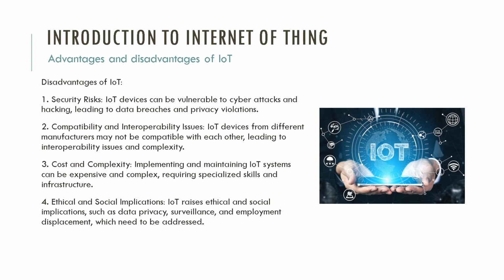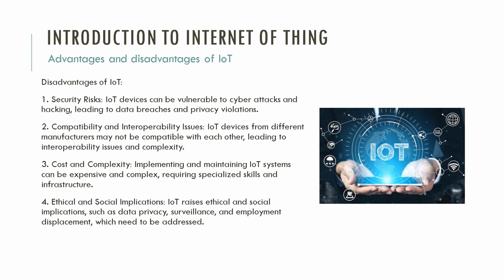Disadvantages of IoT. 1. Security risks. IoT devices can be vulnerable to cyber attacks and hacking, leading to data breaches and privacy violations. 2. Compatibility and interoperability issues. IoT devices from different manufacturers may not be compatible with each other, leading to interoperability issues and complexity. 3. Cost and complexity. Implementing and maintaining IoT systems can be expensive and complex, requiring specialized skills and infrastructure.